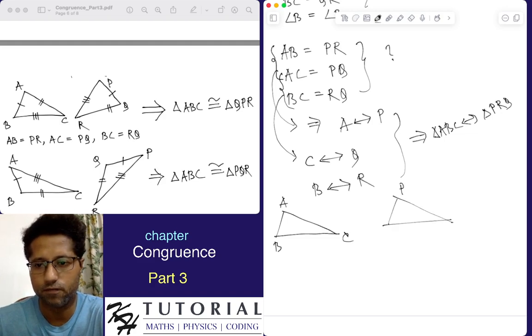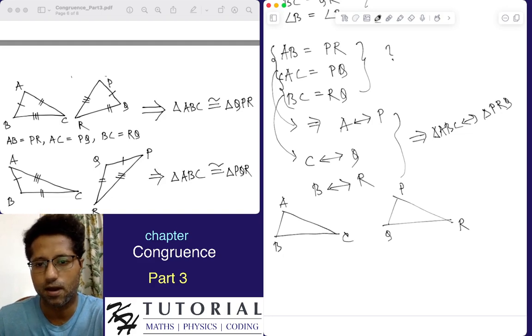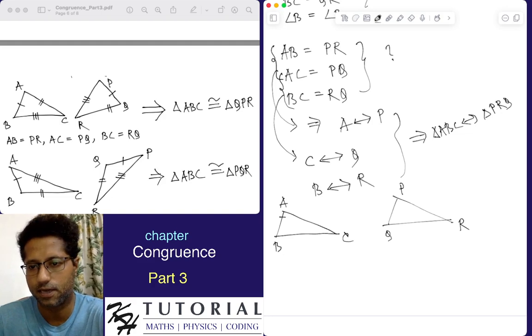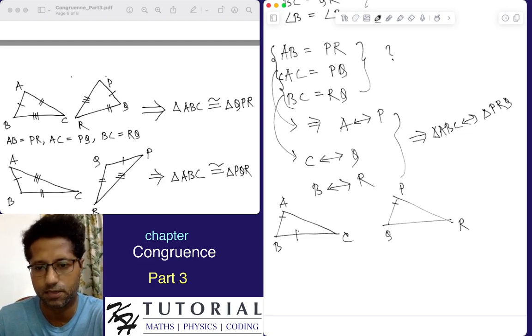I hope you are aware of this, but still I will just recall. If I want to say visually, graphically in the figure, that side AB is equal to side PQ, I will give a single dash on the side AB and a single dash on the side PQ. Now if I want to say that side BC is equal to side QR, I will use a double dash because single dash has already been used. I will use a double dash, also double dash in QR.